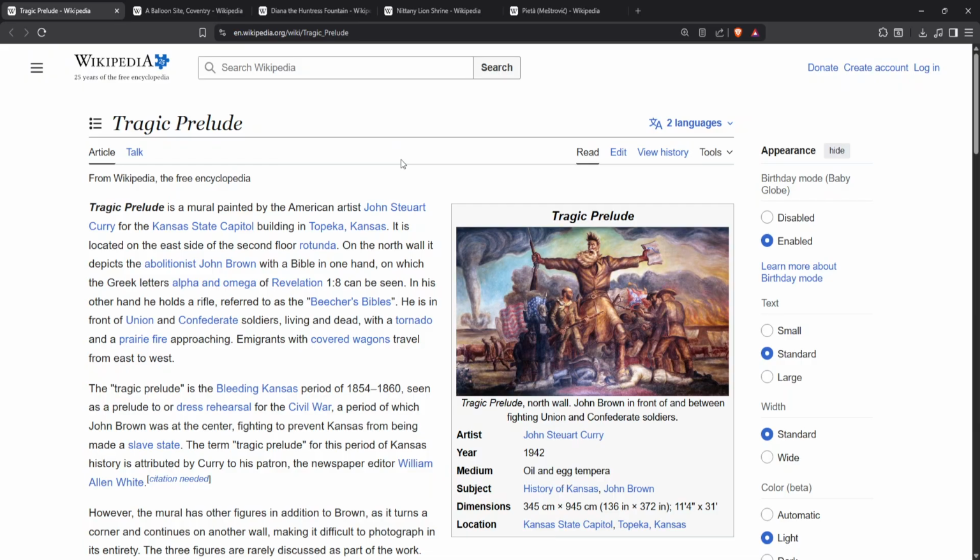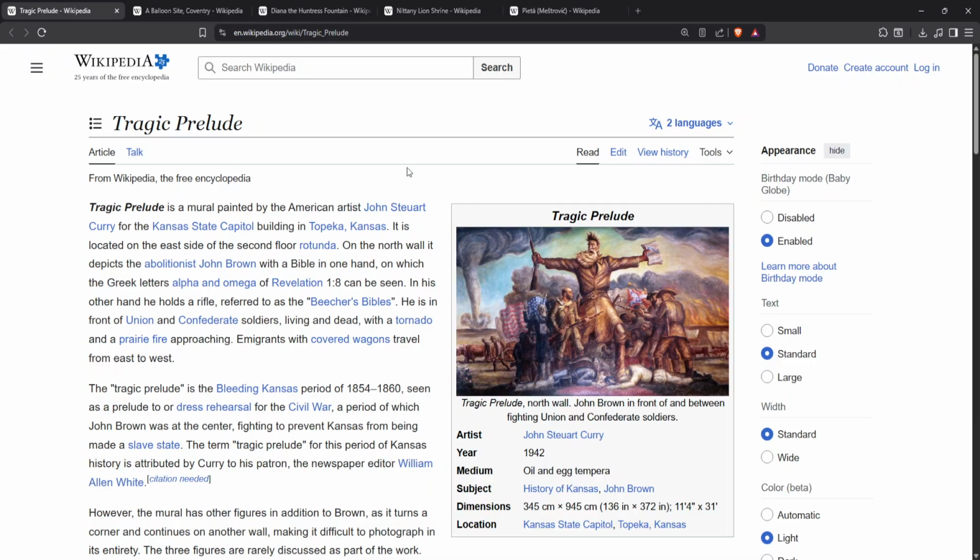Tragic Prelude. Well, we literally mentioned it in the last one, but we'll talk about it now. Tragic Prelude is a mural painted by the American artist John Steuart Curry in the Kansas State Capitol building in Topeka, Kansas. It is located on the east side of the second floor rotunda. On the north wall, it depicts the abolitionist John Brown with a Bible in one hand, on which the Greek letters Alpha and Omega of Revelation 1:8 can be seen. In his other hand, he holds a rifle, referred to as the Beecher Bibles.